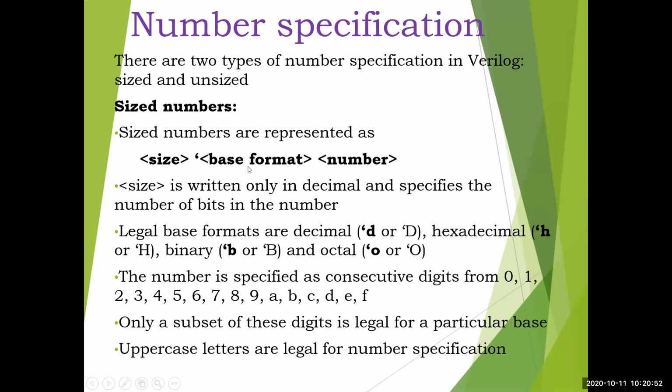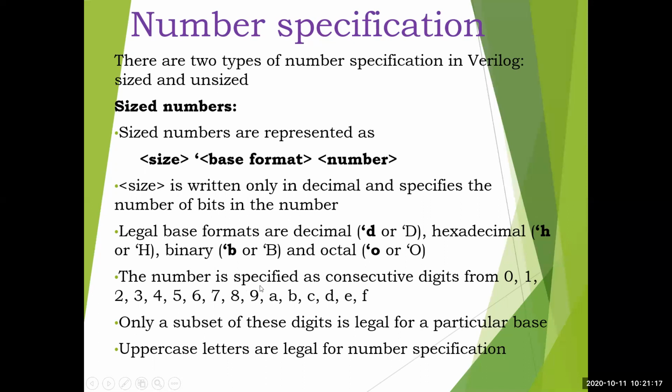So then, base format. All the number systems you have studied in digital electronics will be mentioned here. Base formats: decimal, either capital D or small d with an apostrophe. If you use it, it is a base format, meaning this number is a decimal one. Hexadecimal, this number is a hexadecimal one. Binary by b. Octal o. So you know this, what is meant by number system.